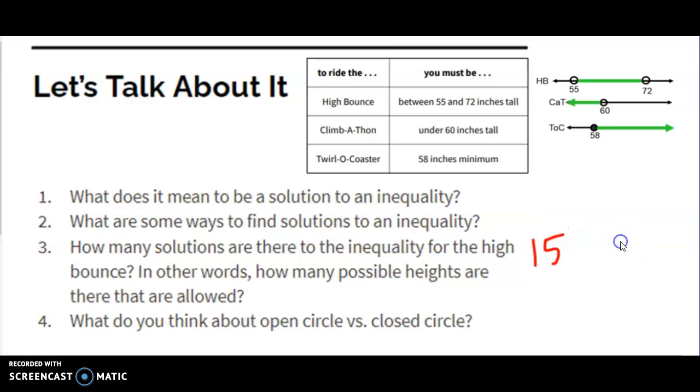15 heights. What do you think about open circles and closed circles? Well, the closed circles are the ones that are included, or inclusive. Okay, like the twirler coaster is 58 inches or taller, 58 inches minimum, we include it. Open circles, not included.